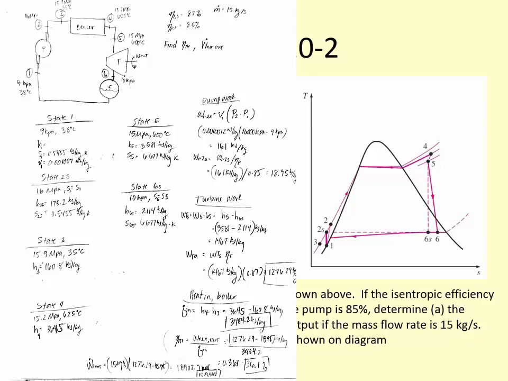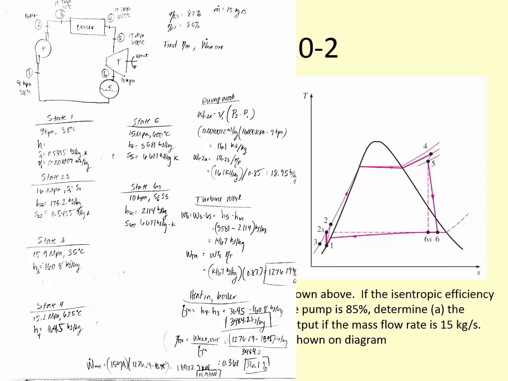The work of the turbine isentropic is state 5 to state 6S. So it's H5 minus H6S. So this 3581 minus 2114 kilojoules per kilogram. So the isentropic turbine work is 1467 kilojoules per kilogram. The actual turbine work is going to be this isentropic turbine work multiplied by the efficiency. So that value we get is 1276.29 kilojoules per kilogram.